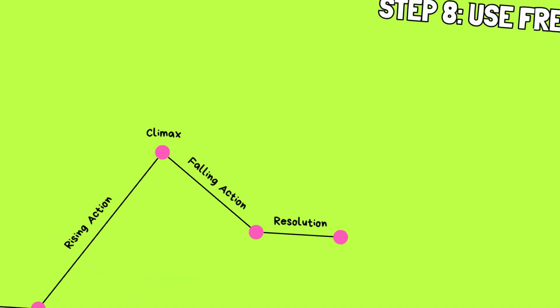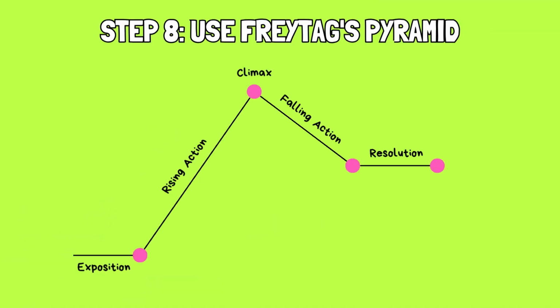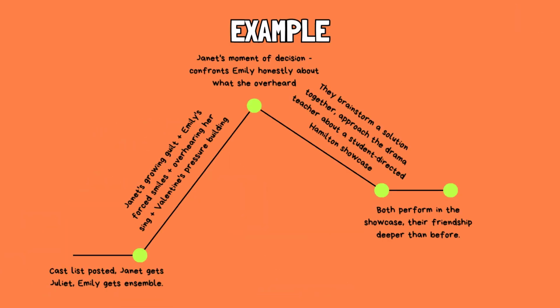Step 8. Use Freytag's pyramid. Shape your story using Freytag's pyramid, a traditional story structure that includes exposition, rising action, climax, falling action, and resolution. This classical structure helps organize your narrative, ensuring it builds tension and resolves in a satisfying way. Take a look at the example structure on screen for Janet's and Emily's story.